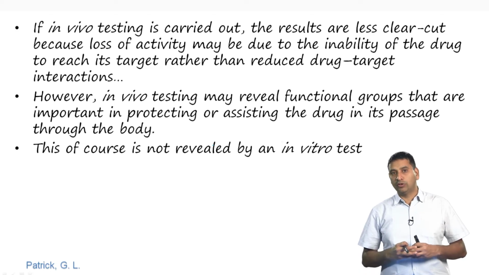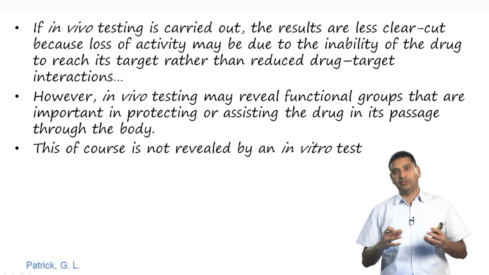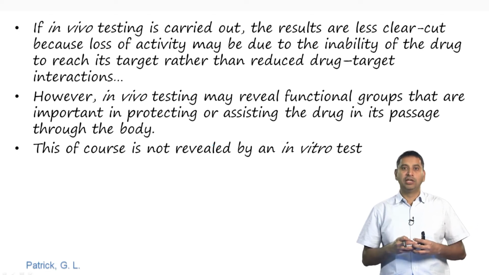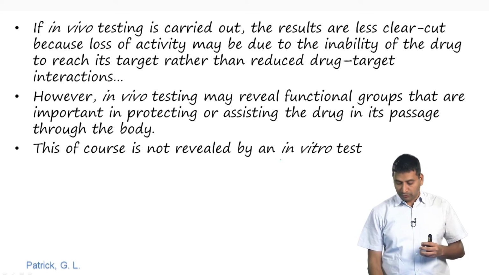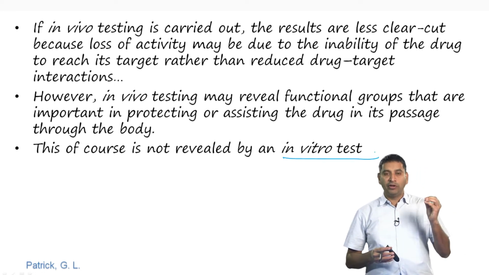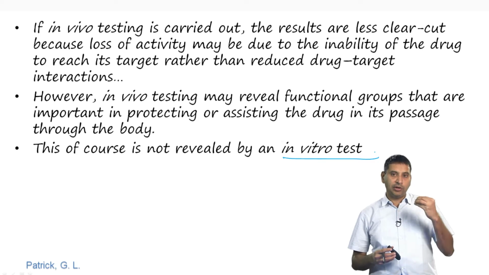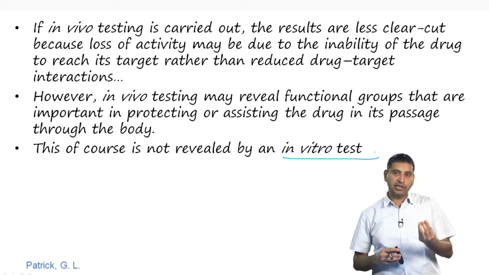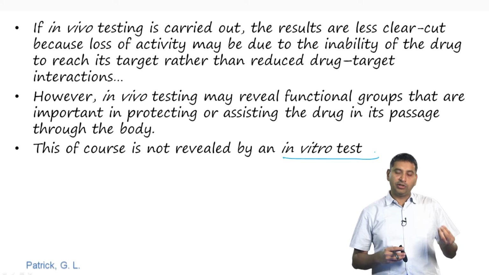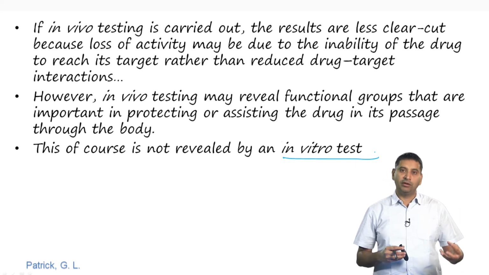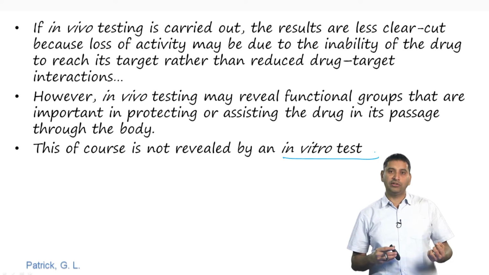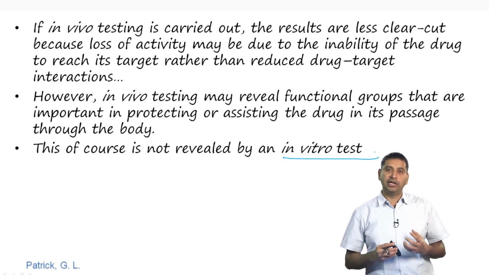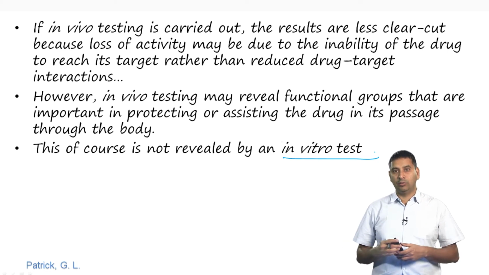So, in vivo tests are useful, of course, because they will reveal whether the functional groups are important in protecting or assisting the drug in its passage through the body, and this obviously is not revealed by an in vitro test. But when we are looking at isosteres and when we are trying to understand or optimize drug target interactions, it is very important that we restrict ourselves at this point to in vitro assays, because one can make far more conclusions from the assays with respect to the drug target interaction than an in vivo assay.